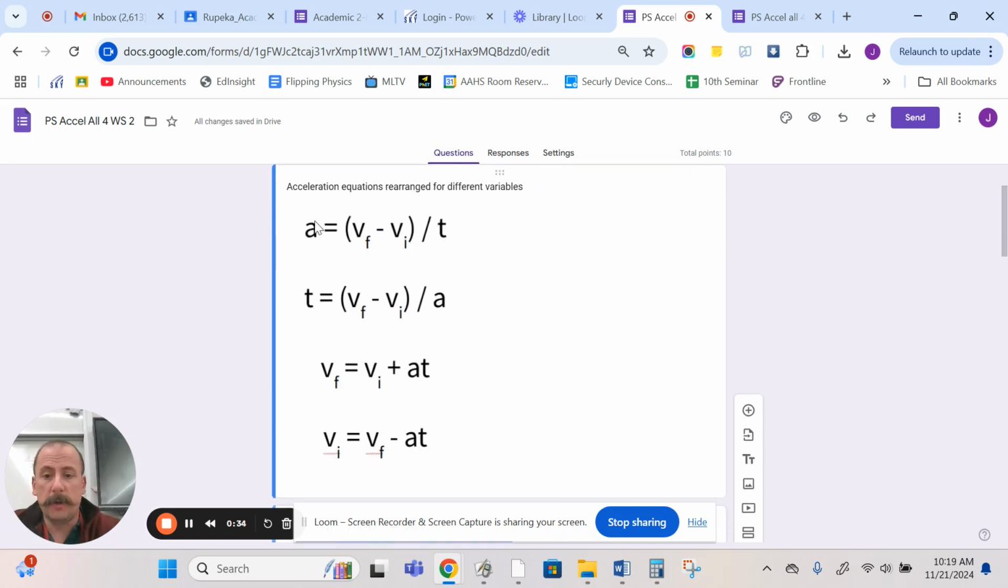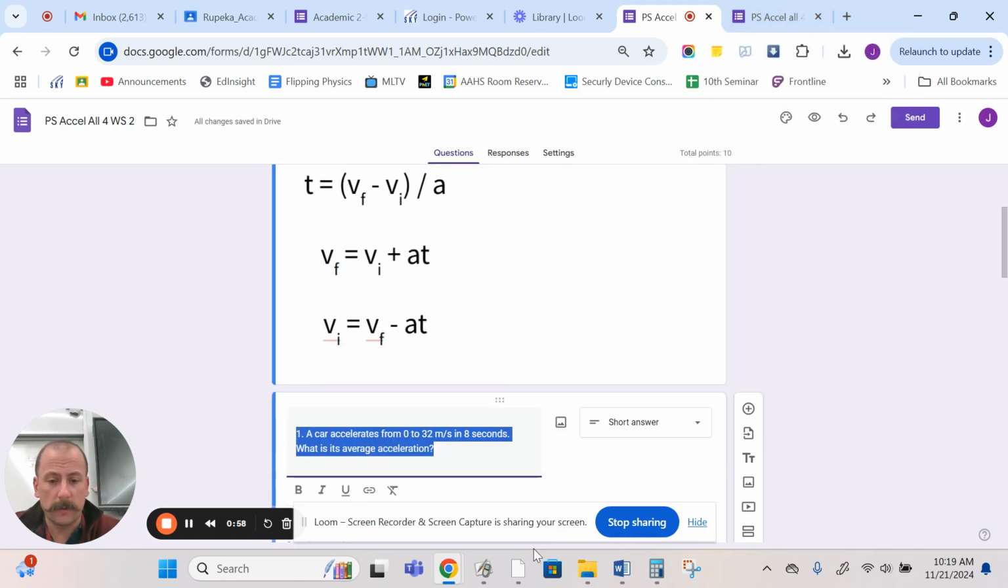All this is the same equation. A equals the change in velocity divided by the time, rearranged for different variables. Each one over here that's by itself, that is the one I'd want to use if I'm solving for either of these variables. So if I'm solving for the acceleration, I want this one. If I'm solving for time, if I'm solving for the final velocity, or if I'm solving for the initial velocity.